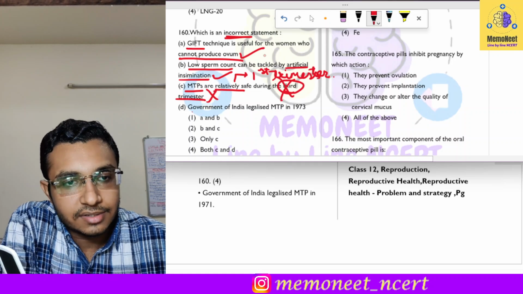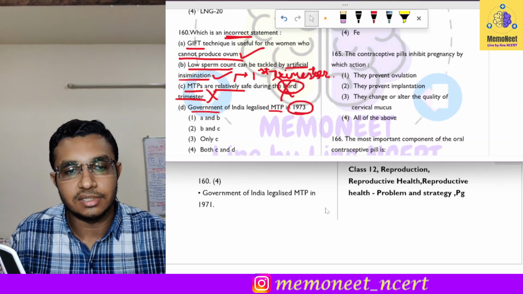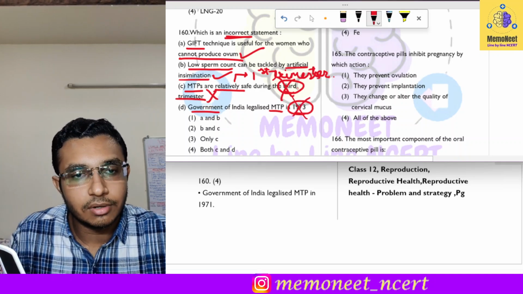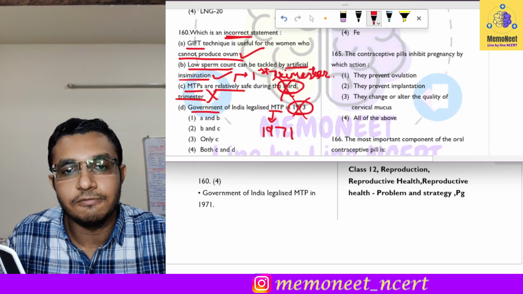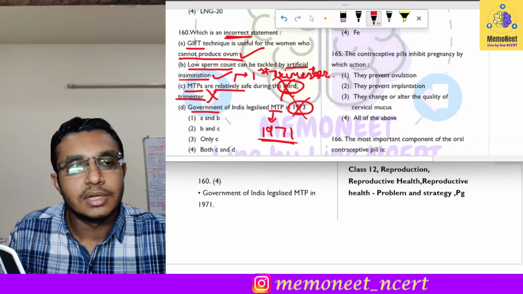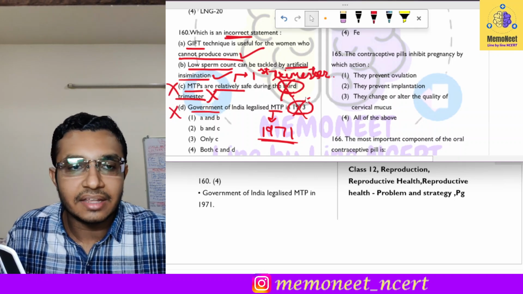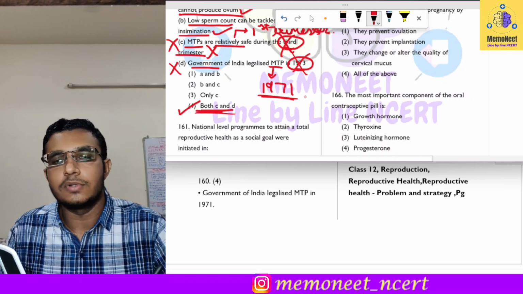Next statement is the government of India legalized the MTP in 1973. So is this statement correct? No, this statement is also incorrect because the government of India legalized MTP in 1971. So this statement is also incorrect. So statement C and statement D are incorrect. Therefore, the correct answer of this question will be option 4, that is both C and D.